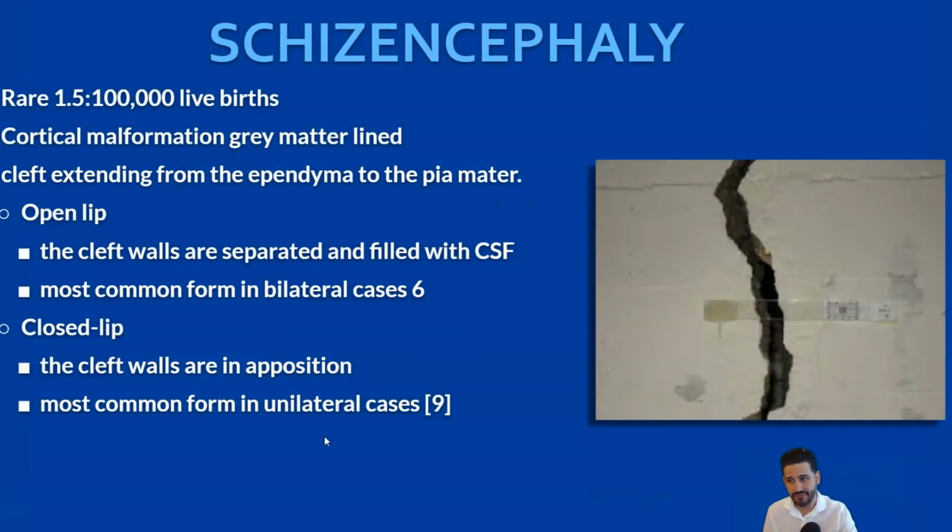Next up is schizencephaly. Another rare condition, with about 1.5 per 100,000 live births. It is a cortical malformation that creates a cleft that's lined with gray matter from the ependyma to the pia mater. There's two types, open-lipped and closed-lipped.